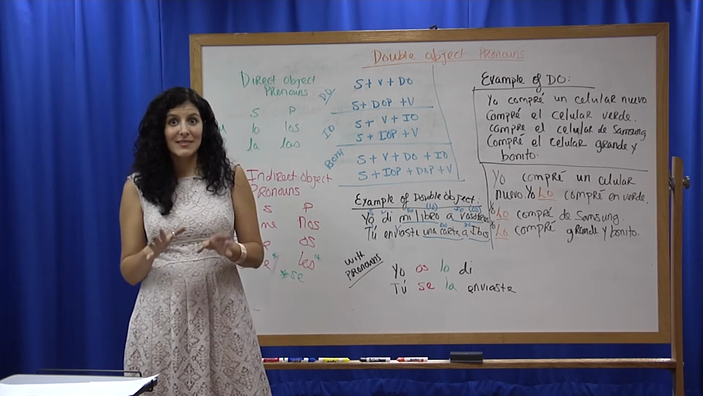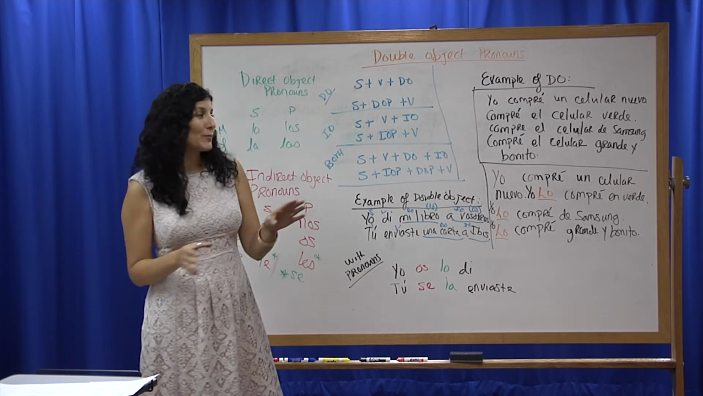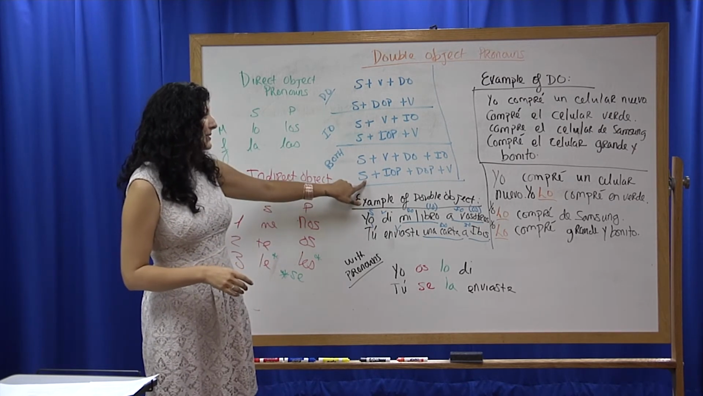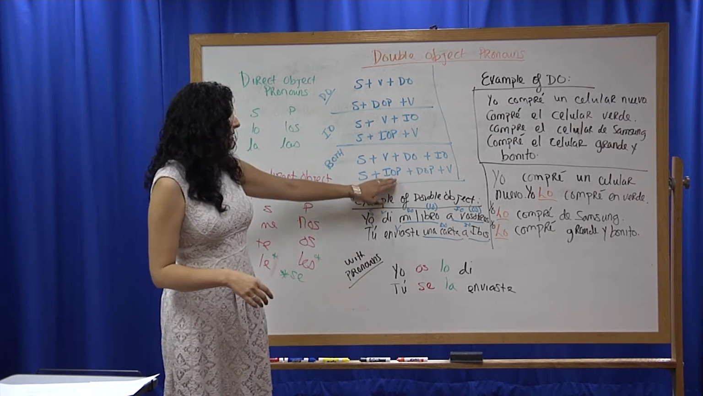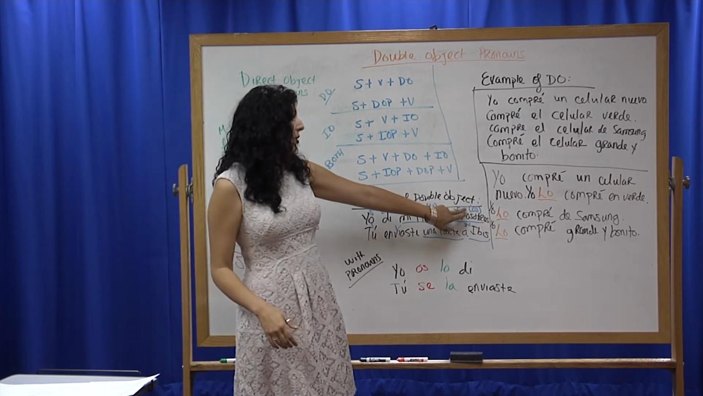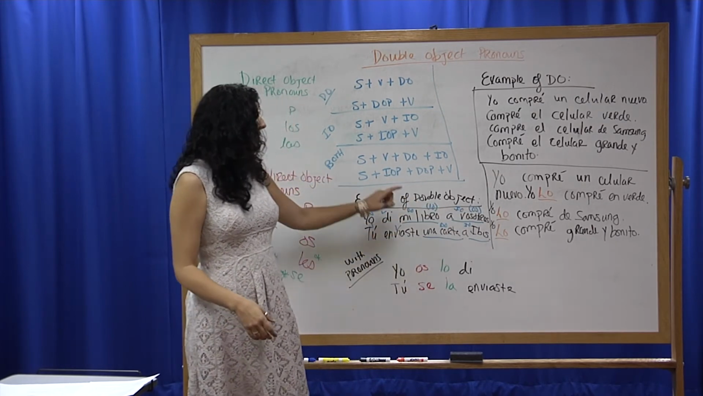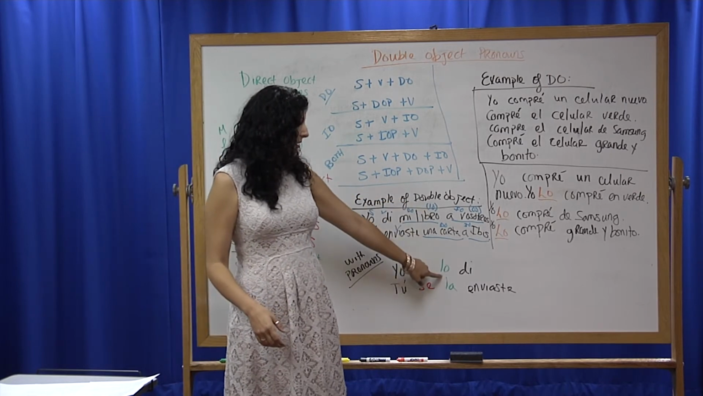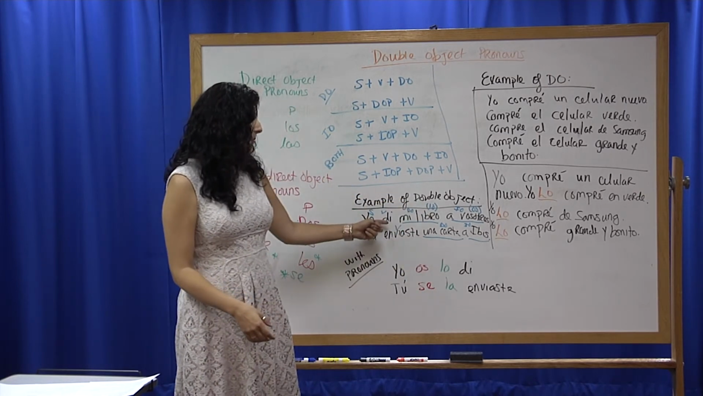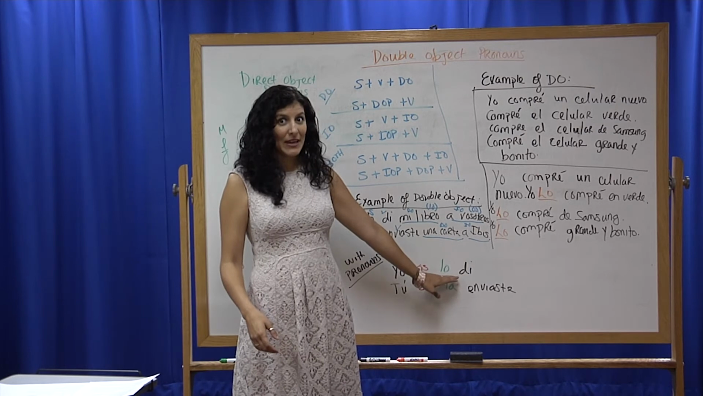So we're going to follow the exact same sentence structure pattern that we've written up here. So I'll take my subject, which is yo, and I'll put it down here. And then I'll take my indirect object pronoun, which I found was os, and I'll put it here. And then I'll take my direct object pronoun, which I found was lo, and put it here. And then all I have to do is take my verb and just tack it right on the end.